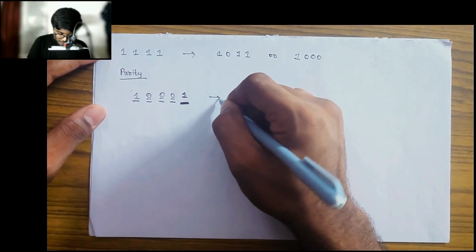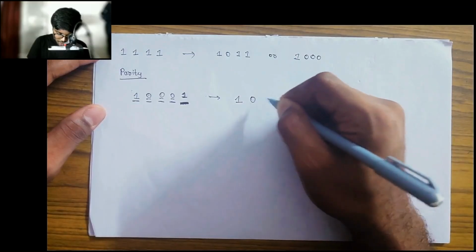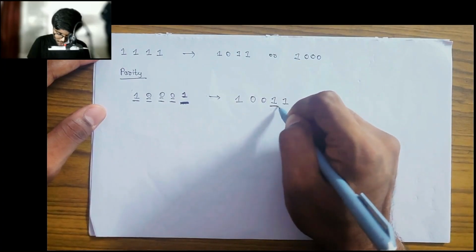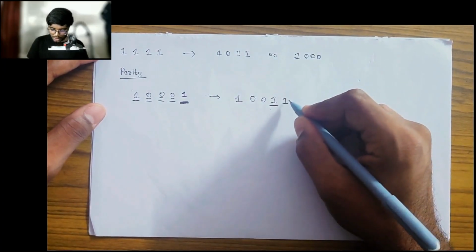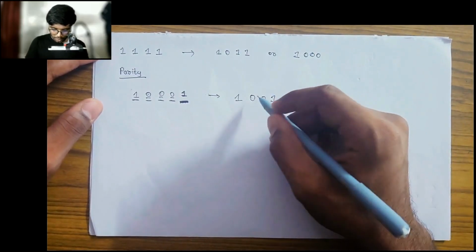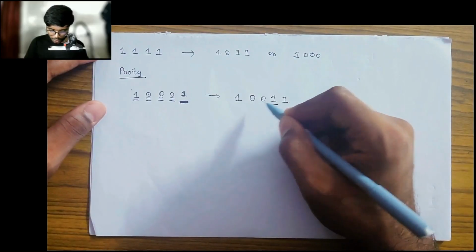But let us say while transmitting, this code has been changed to 10011. Let us say this bit is swapped, and when the receiver gets it, it knows that according to the rules there should actually be an odd number of zeros, but there are even.